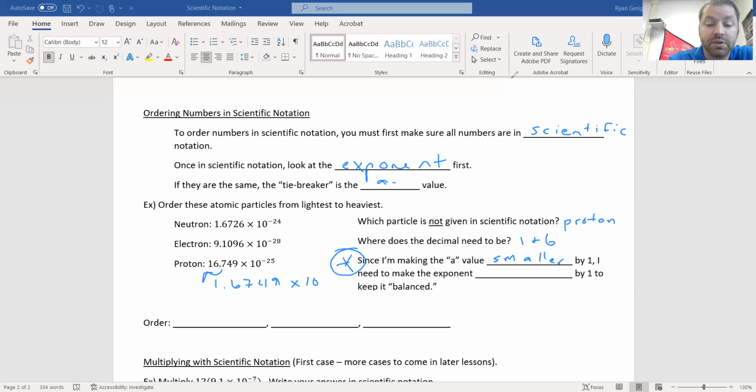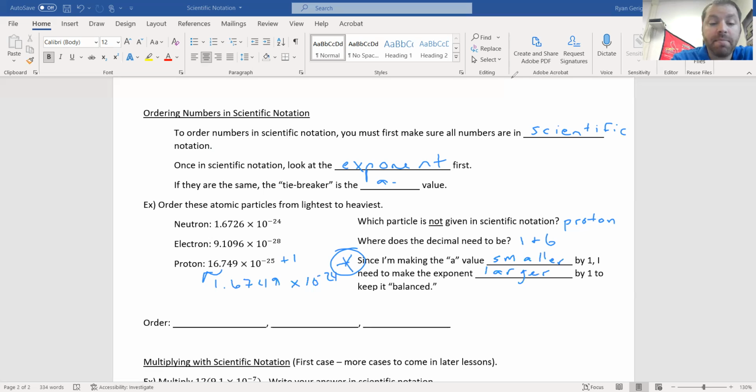If I make the A value smaller by 1, which I did, I need to make the exponent larger by 1 to keep it balanced. So it was at -25. I need to make it larger by 1. Larger means add 1. So I'm going to add 1 to -25 and I get -24. Now all the numbers are written in scientific notation.